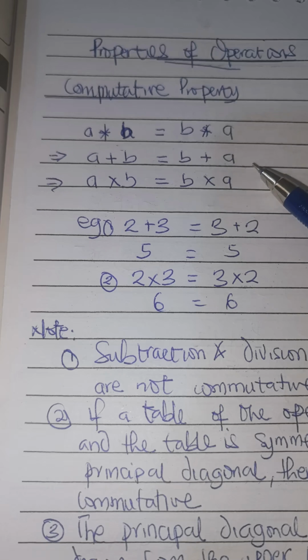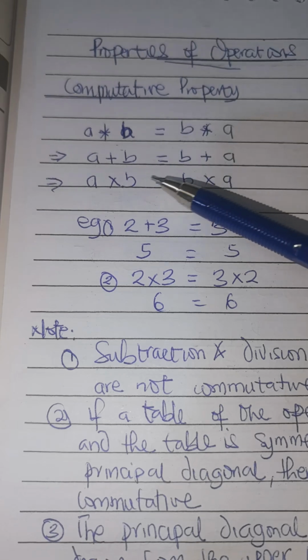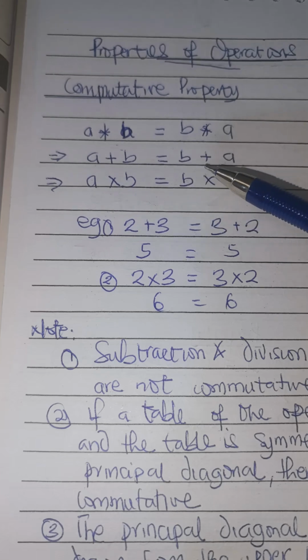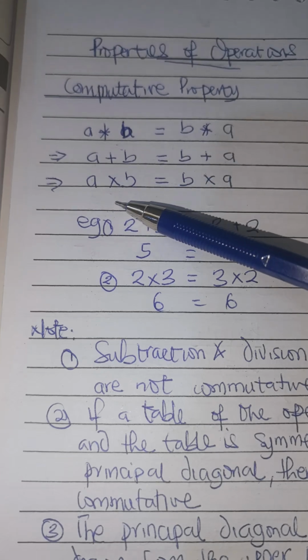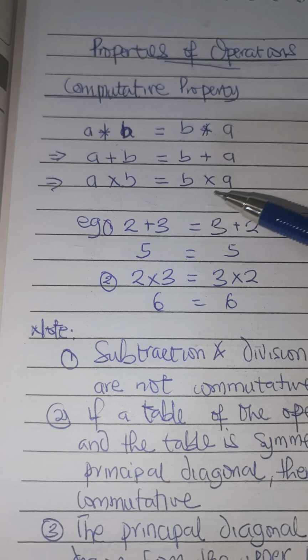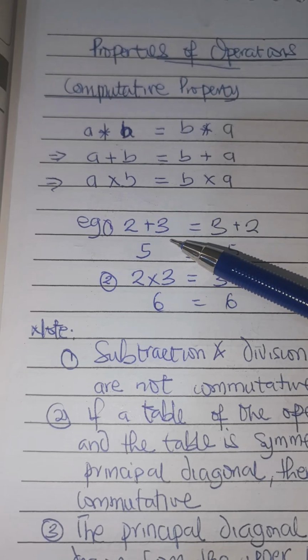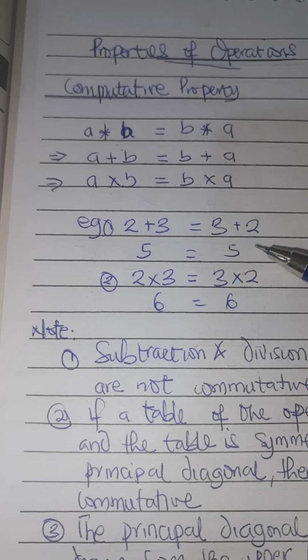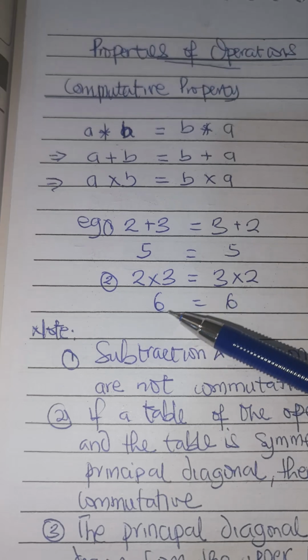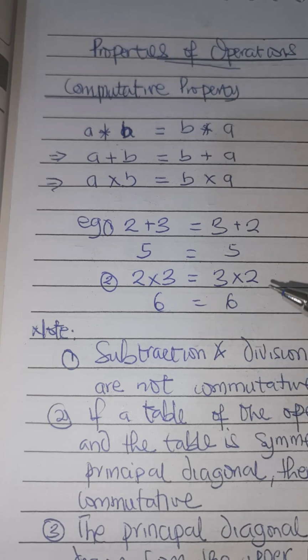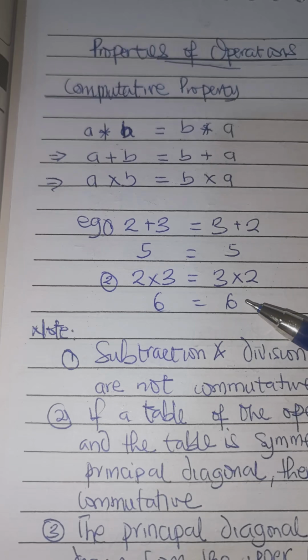Take these notes. Under addition, A plus B is equal to B plus A. For multiplication, A by B equals B by A. For example, 2 plus 3 is equal to 3 plus 2, and the answer will be 5. If you use multiplication, 2 by 3 is 6, and then 3 by 2 is 6. So that is the rule. The key word is interchanging of positions, and the result will be the same on the left side and the right side.